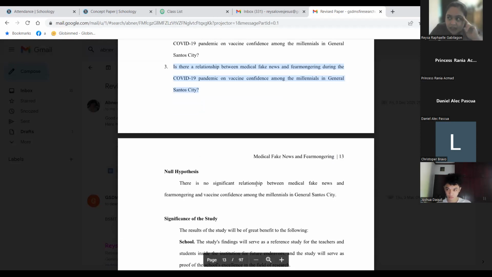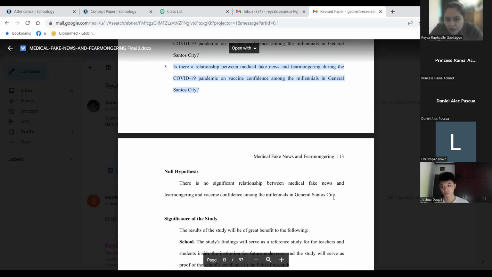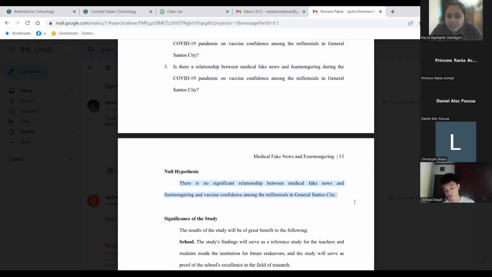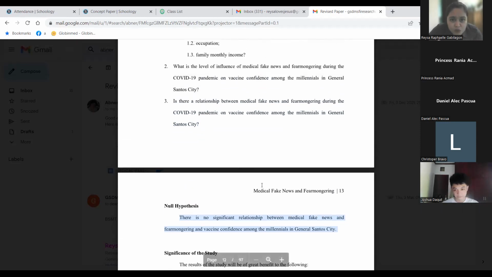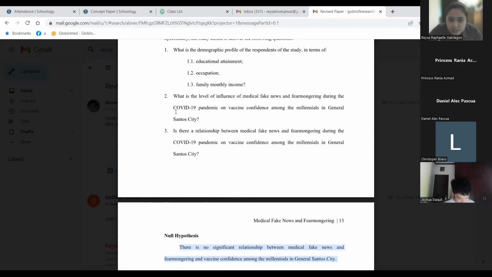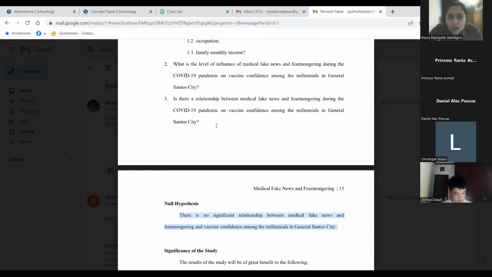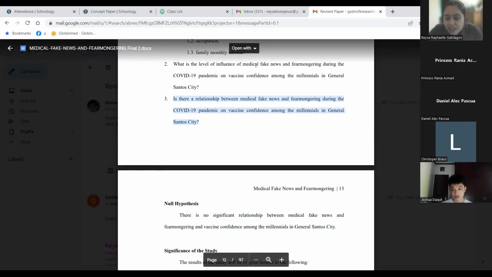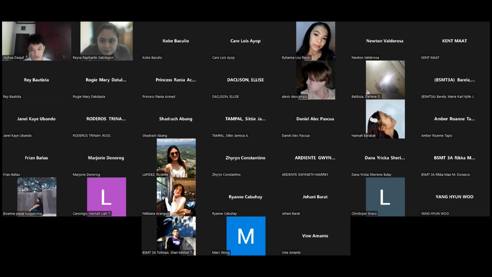Pero most of the time sa doctors, we are using the null hypothesis. So ito, gawin mo lang declarative na statement. There is no, sagutin mo siya. There is no significant relationship between the variables. Okay? I hope walang mako-confuse kung saan galing ang hypothesis. For quantitative research, it will be the declarative form of the last question, which is asking about significant relationship or significant difference.